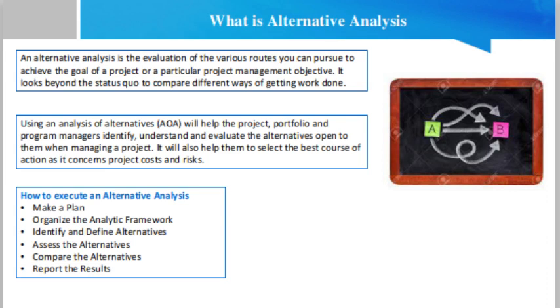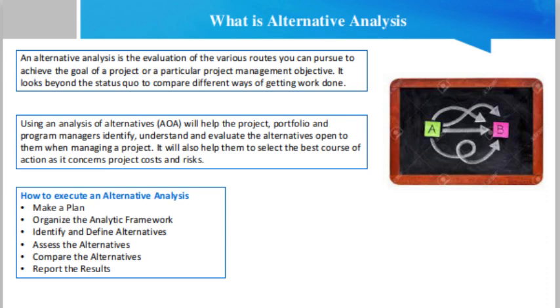There is more than one way to skin a cat. That is to say, you can reach the same outcome through different means. To discover those means, you can use an alternative analysis. An alternative analysis is how project managers choose how they are going to approach a project. There are always options, and knowing which is the best one for your project takes time, research, and understanding of possible scenarios. Alternative analysis is the evaluation of the various routes you can pursue to achieve the goal of a project or particular project management objectives.